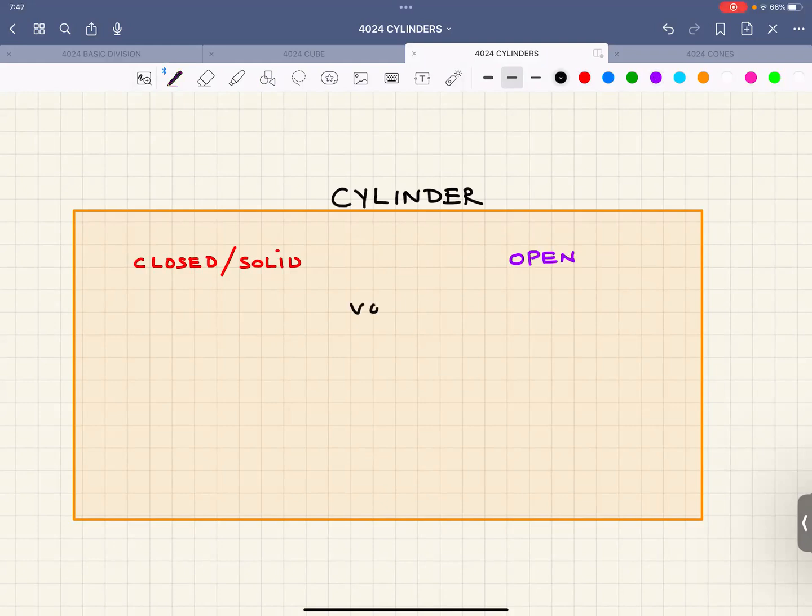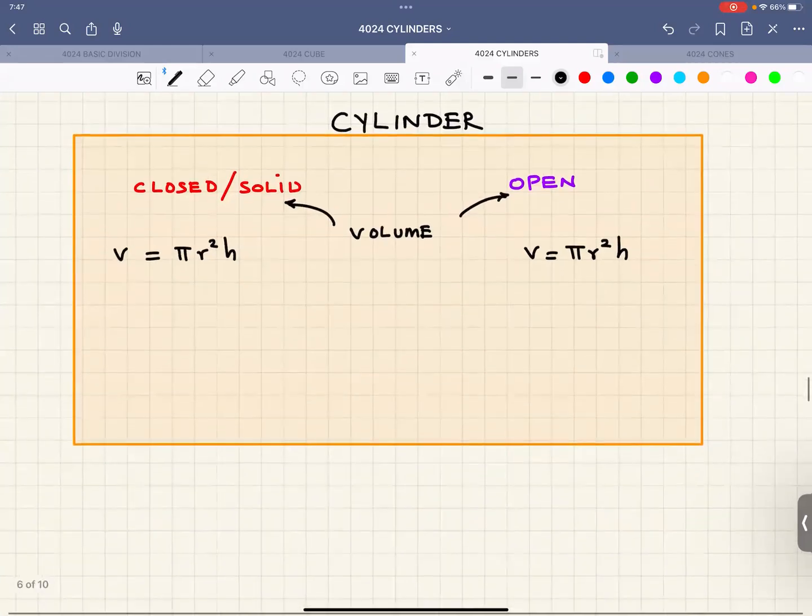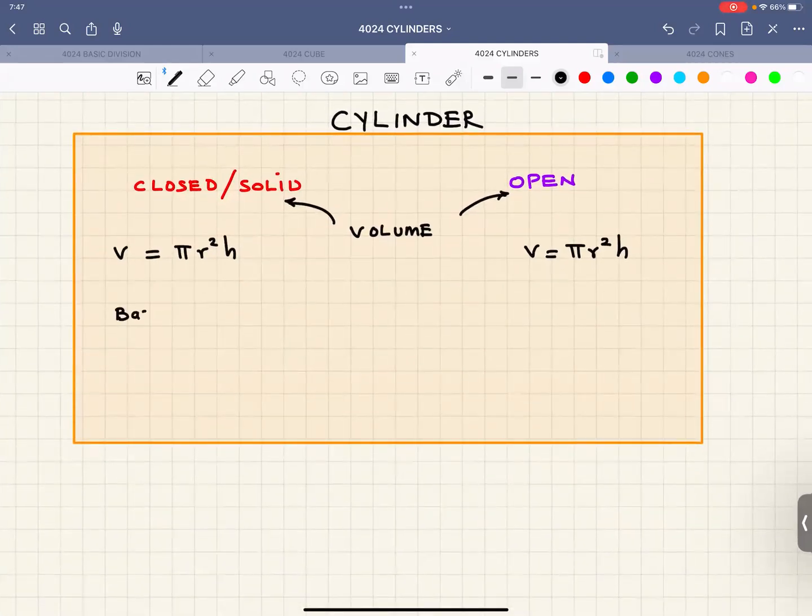What is the same? The volume is the same. Volume for this versus volume for this is the same. V is pi r square h. That's exactly the same. What about the base area? Actually, we can start with the top. The curved surface area, that's also the same. This is 2 pi r h. This is curved surface area.